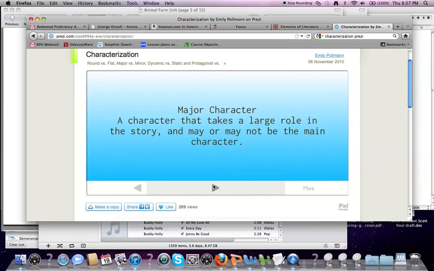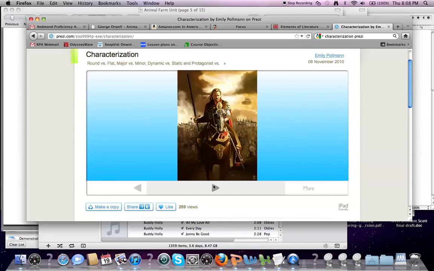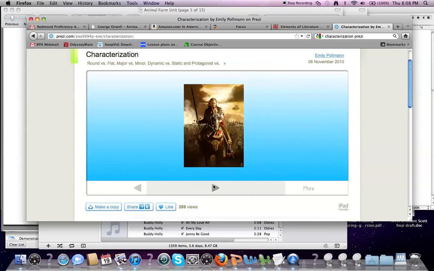A major character is a character that takes a large role in the story and may or may not be the main character. A major character helps progress the plot a lot, but they might not be that main character. There are a number of characters in everything you guys have seen that don't necessarily have to be the main character. This is a person, again, not my Prezi. I'm not sure who that is. Maybe you know who it is, but you can basically fill in anybody right there and make it a major character that, again, might not be the protagonist, but is integral to the plot.